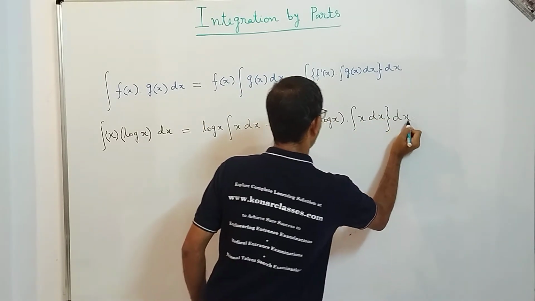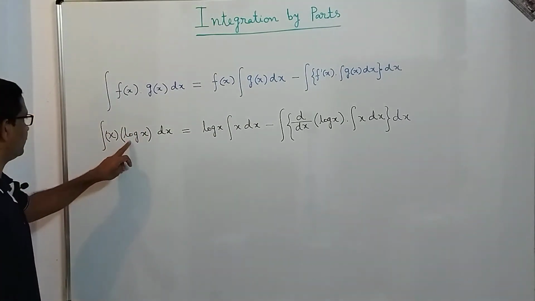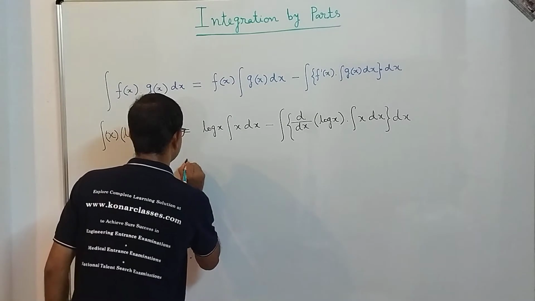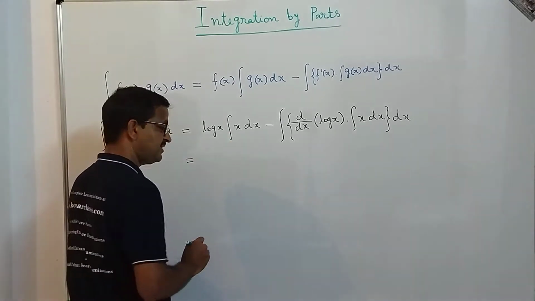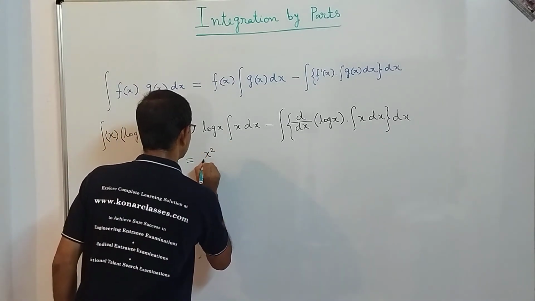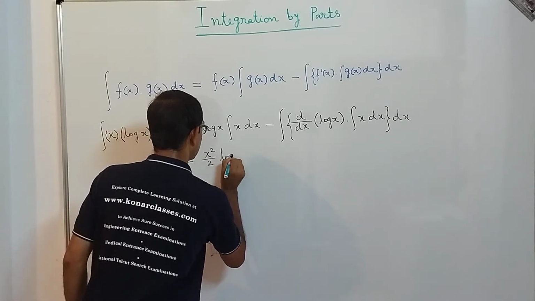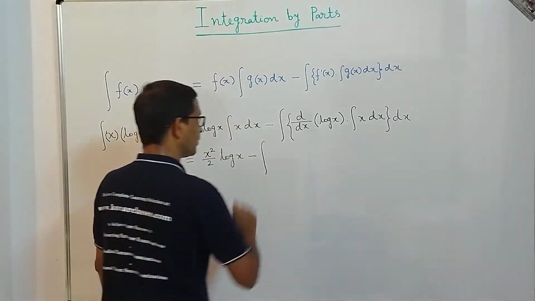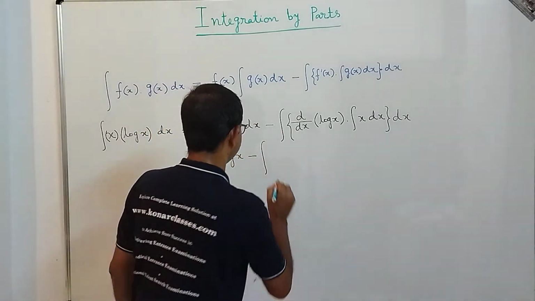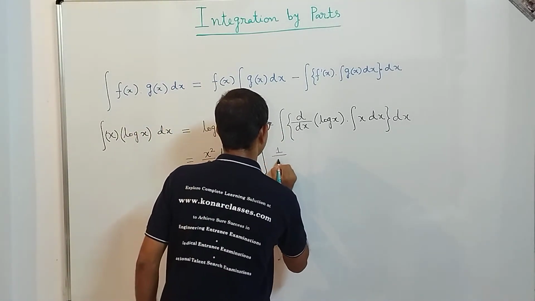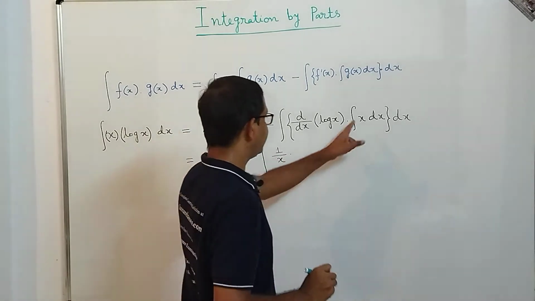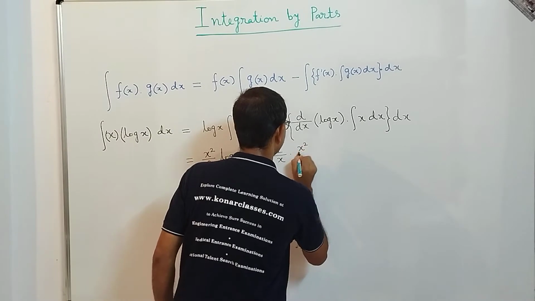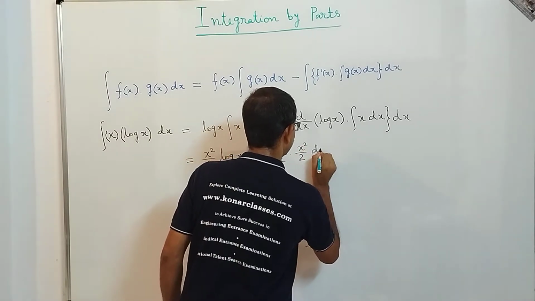I hope all of you got it, because log x is the first function and x is the second function. Then what do we get here, dear students? Integration of x dx is x square by 2. So we get x square by 2 into log x minus integration of d/dx of log x, which is 1 by x, into integration of x dx, that is x square by 2, dx.